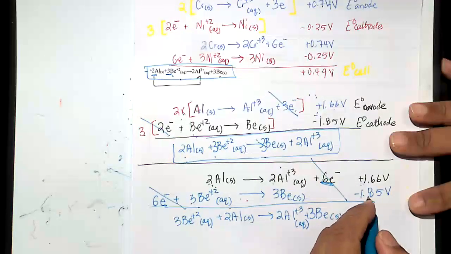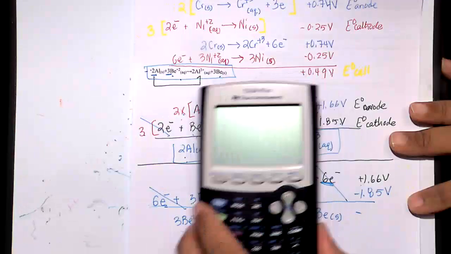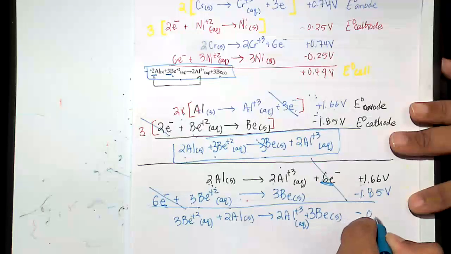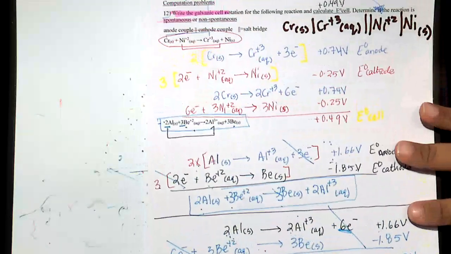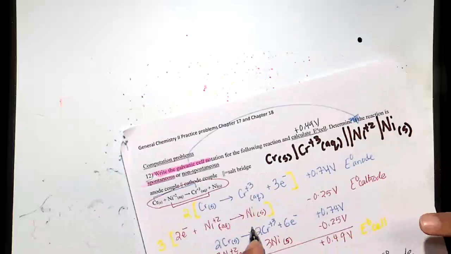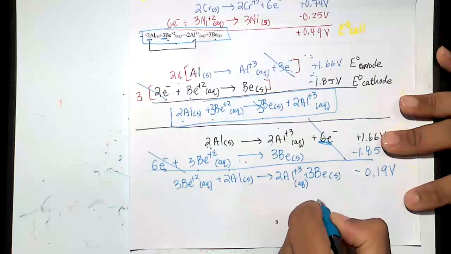All right, minus 1.85 plus 1.66, what is that on our calculator? 0.19 volts. And is this non-spontaneous or spontaneous? So the answer to the overall test question is this is non-spontaneous.